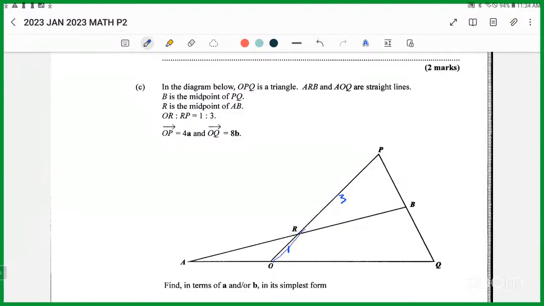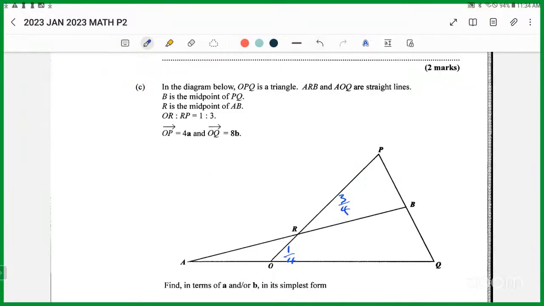Total parts on this line now is 4. So from O to P up here is a total of 4 parts, where you have 1 of the parts down here and 3 of the parts down here. So as a fraction, this little piece is 1 over 4 of the line, 1 quarter, and this is 3 quarters of the line, 3 over 4 of the line as a fraction.